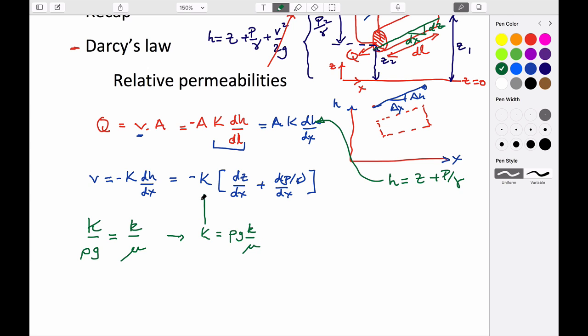And if I throw this into here, then we have Darcy's law now written in terms of minus K over mu, rho g, and the same terms that we had before. dz dx, which might seem a bit esoteric, plus the change in pressure with location, and this unit weight term, which is just 1 over rho g.